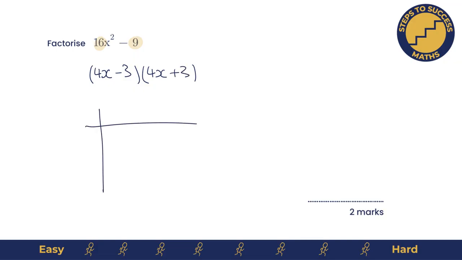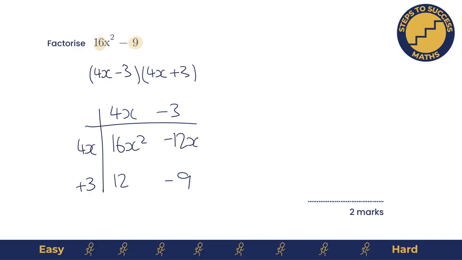And if you work that out using the table, so 4x minus 3, 4x plus 3, you can see you get 16x squared and the minus 9 at the end. And in the middle terms, you've got 4x times 3, which is 12x, and 4x times minus 3, which is minus 12x. So they cancel out.